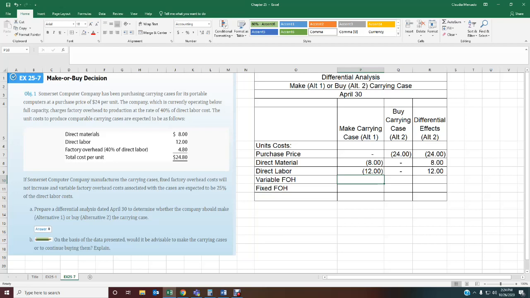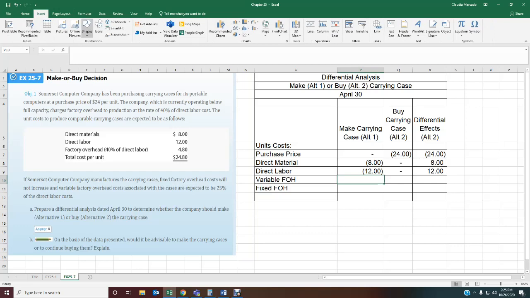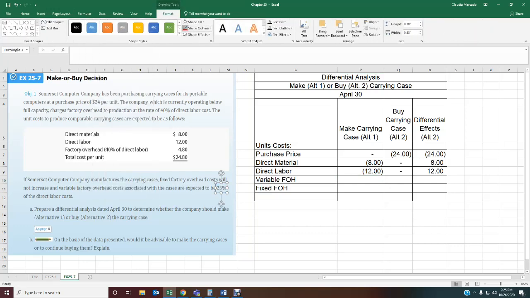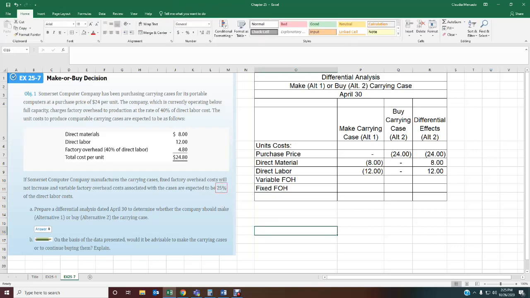For the variable component, it says if Somerset Computer Company manufactures the carrying cases, fixed factory overhead cost is not going to increase. So meaning we already have a fixed overhead cost when we buy the case. That fixed overhead cost will apply for when we make it. Now we are going to have an additional variable overhead cost associated with making the cases, and that's 25% of the direct labor cost.